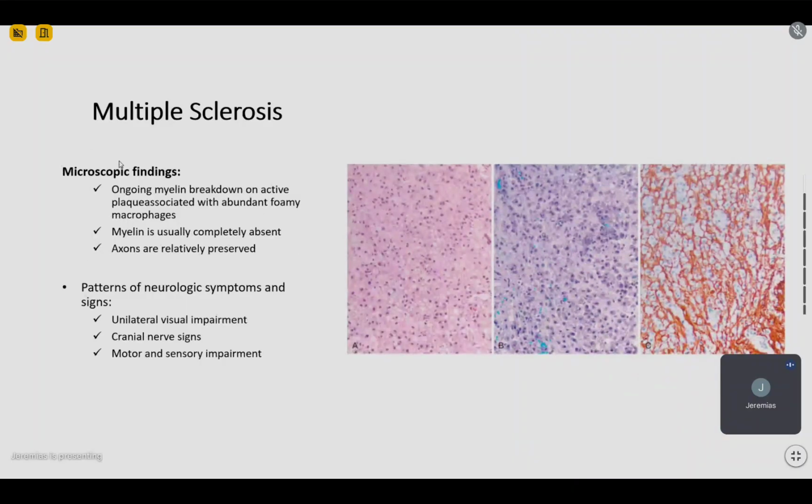Microscopic findings of MS or multiple sclerosis: there's ongoing myelin breakdown, an active plaque associated with abundant foamy macrophages. Myelin is usually completely absent and axons are relatively preserved. The neurologic symptoms and signs include unilateral visual impairment, cranial nerve signs, motor and sensory impairment.